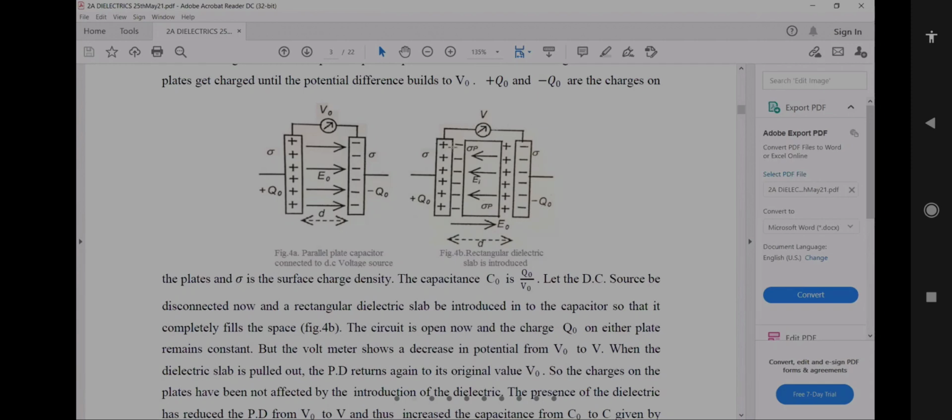In such a parallel plate capacitor, when we apply a DC source, due to the passage of charges here electric field is produced. So the electric field is always from positive to negative charges. Electric field direction is positive to negative charges.